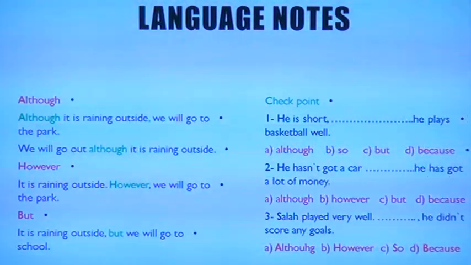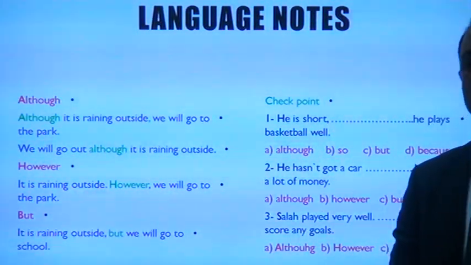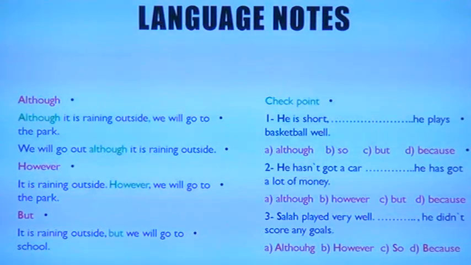Okay? Let's give some exercise, checkpoint. Number 1, he's short. He plays basketball well. Which is the correct answer? Although, so, but, because. He's short. He plays basketball well. Which is the right answer? You have 2 seconds.